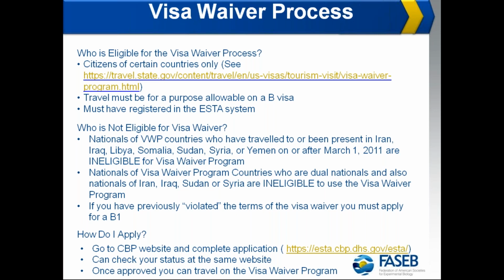So how do you apply? Again, if this applies to you, this is the path of least resistance. This is the process to take. Go to the government website and complete the application. You can go and check your status at that same website. And once you're approved, you can travel to the United States using the visa waiver program. So you shouldn't have to go near the consulate for this.